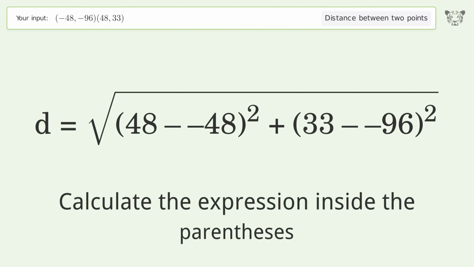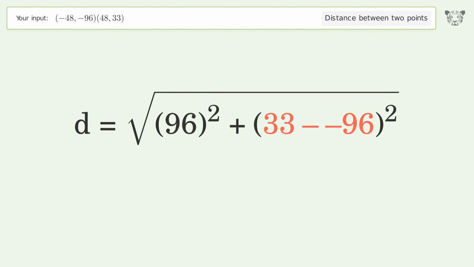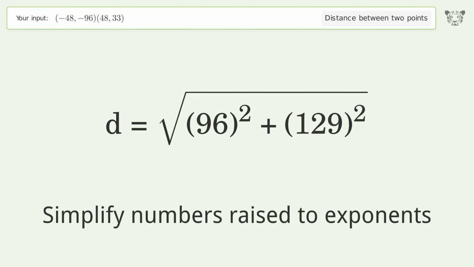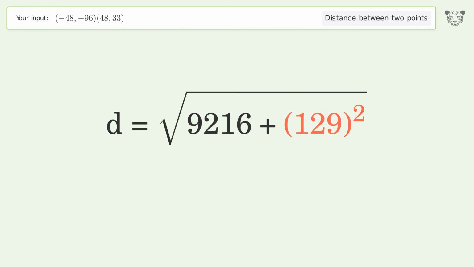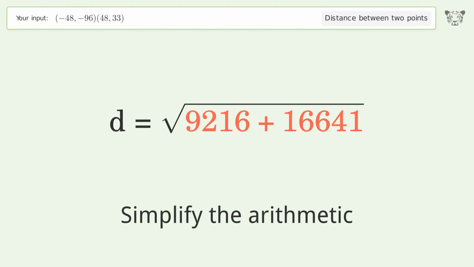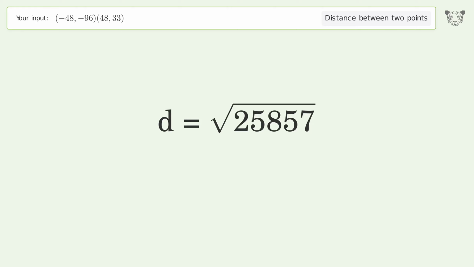Calculate the expression inside the parentheses. Simplify numbers raised to exponents. Simplify the arithmetic. And so the distance between the 2 points is the square root of 25,857 or 160.801.